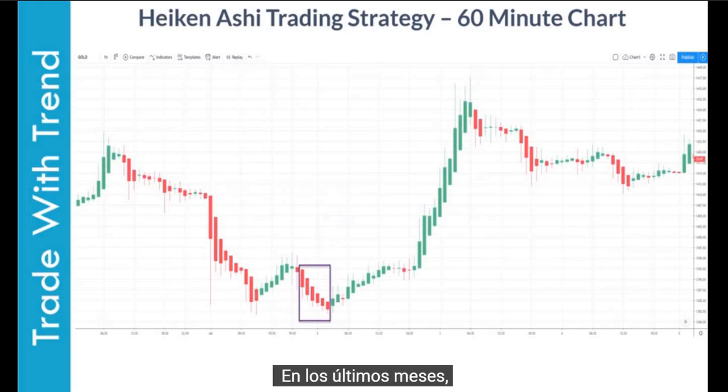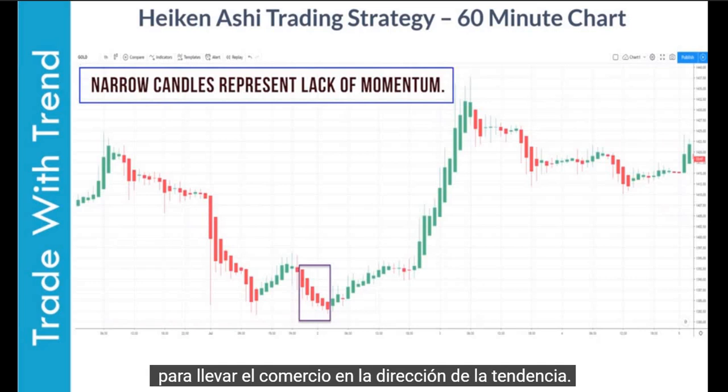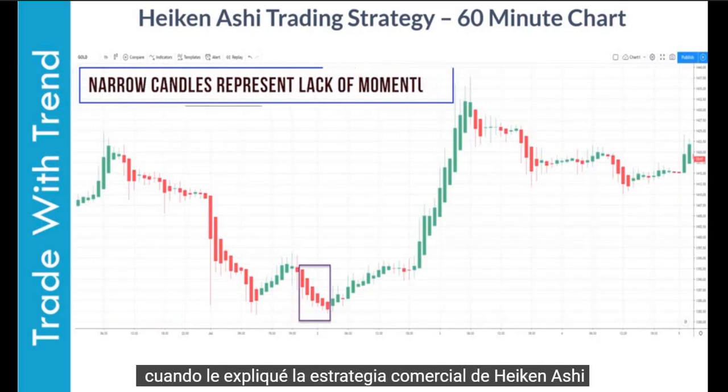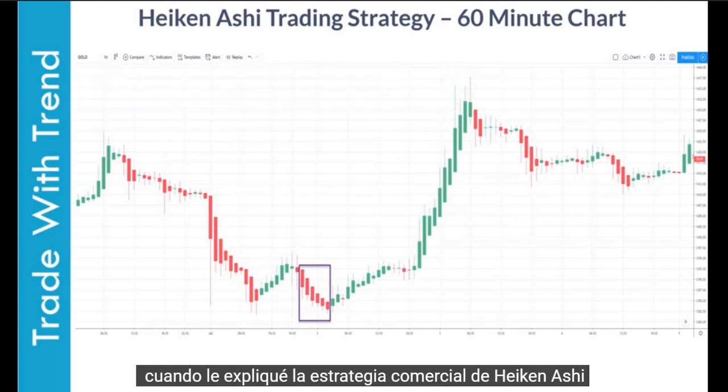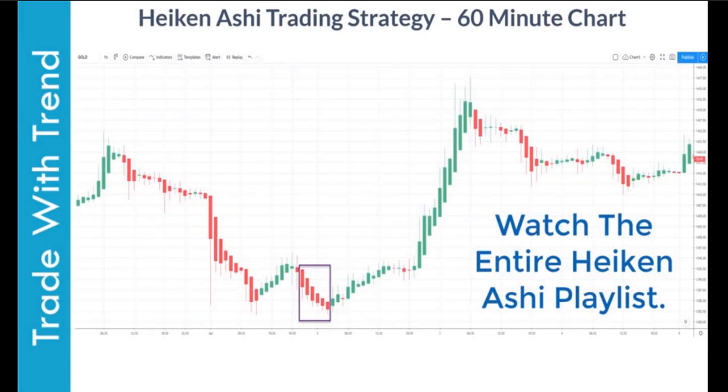In the last few months, gold has actually given multiple such opportunities to take the trade in the direction of trend. Now this again was a concept that I had covered when I had explained Icon-SE trading strategy on a 60-minute time frame chart. In case you have missed that video, link to that video would come up at top right end of your screen.